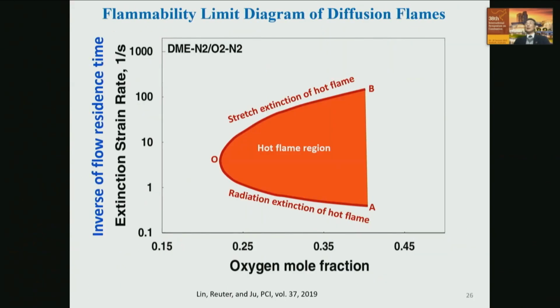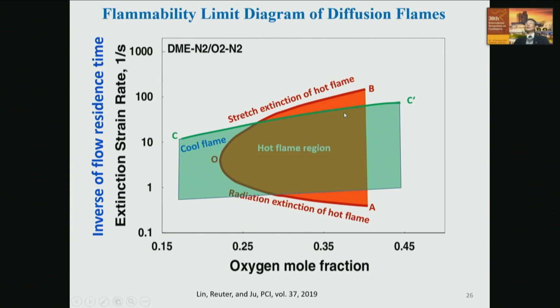If you plot the regime diagram in terms of flow residence time, or the oxygen concentration or fuel concentration, the hot flame is bounded by two limits: the stretch extinction at a short residence time, and then radiation extinction at a longer residence time. And then this is the burning limit of hot flames. Where is the warm flame? The warm flame will be in this region.